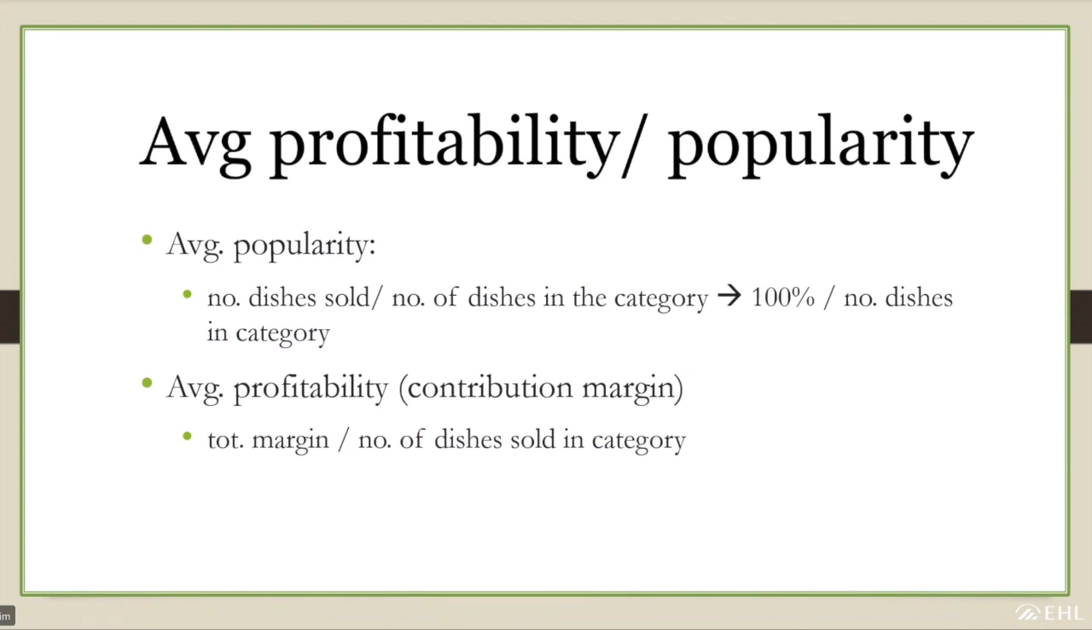So average profitability and popularity, this is the first step in menu engineering. That's what you have to calculate with the numbers you get. Average popularity is the number of dishes sold divided by the number of dishes in the category. This is important because I'm going to show it to you in the next slide. This gives you the average popularity, and according to that, you can place your individual menu items on the matrix. The average profitability is the total margin divided by the number of dishes sold per category. This is super important, guys. Remember that it's per category, never the whole menu. So if you have starters, mains, and desserts, you're only calculating for starters, mains, or desserts.